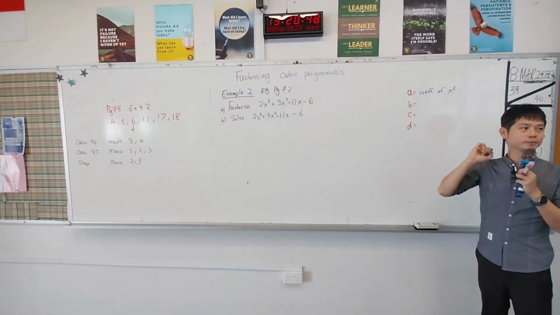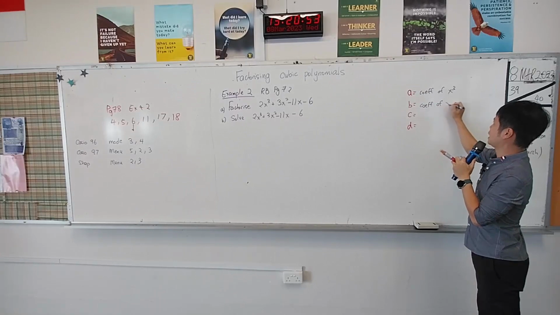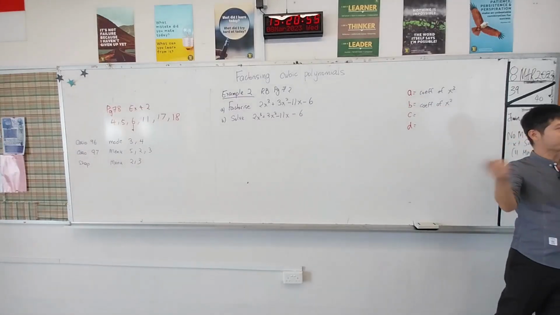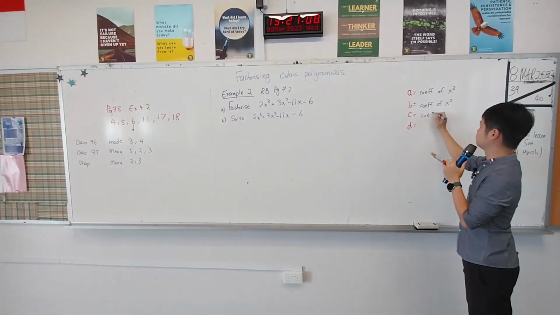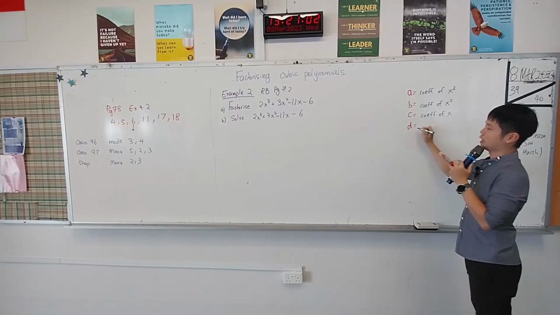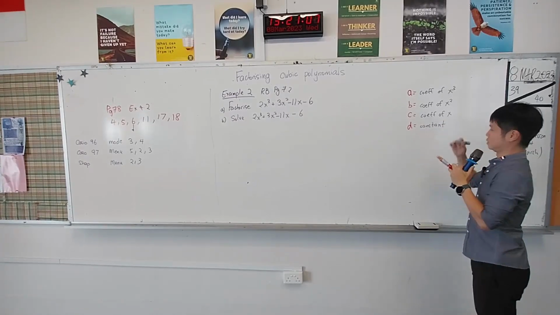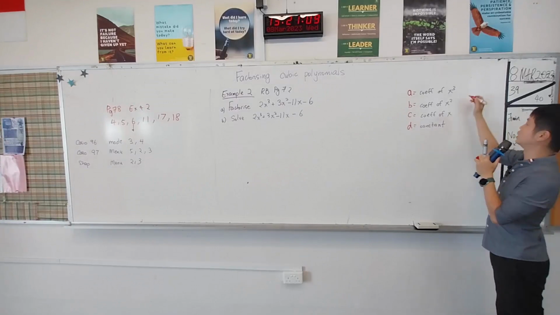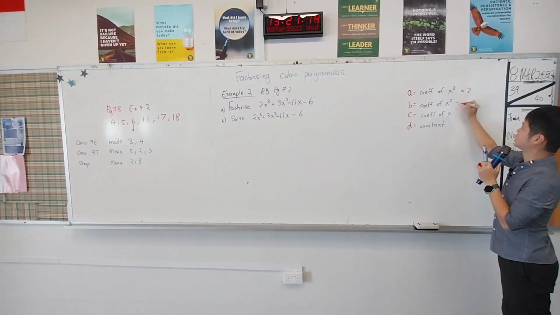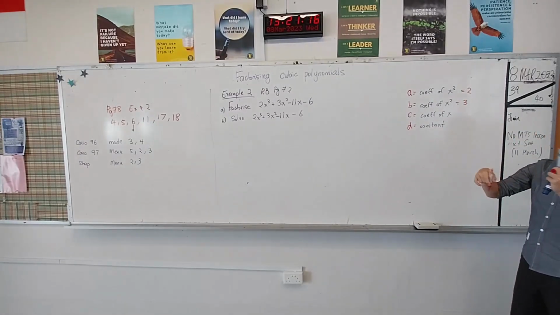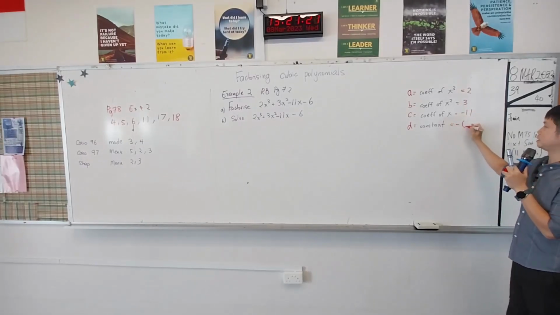What is B? 3 is the coefficient of x squared. Please don't go and look for first, second, third, fourth. Please go and look for the coefficients. C will be the coefficient of x, and D will be the constant. So what you press in your calculator is press 2, then press equal for A. Press 3, then press equal for B. For C, press negative 11. For D, press negative 6.